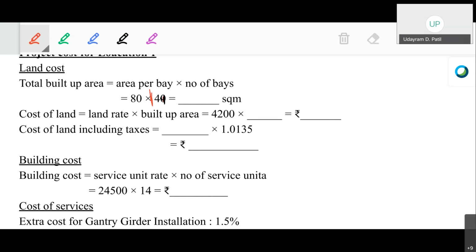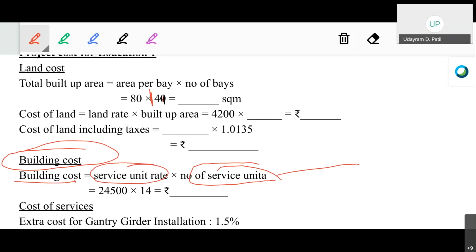So the cost of the land, including the taxes, will be 47,67,504 rupees. Okay, so this will be the cost of the land. Now calculating the building cost of the particular project. Okay, now आपल्याकडे माहिती आहे की जिथे सर्व्हिस युनिट, in case of the warehouse we take the service unit as the per bay. Okay, so in this particular case building cost will be equal to service unit rate multiplied by the number of service units in the proposed structure.